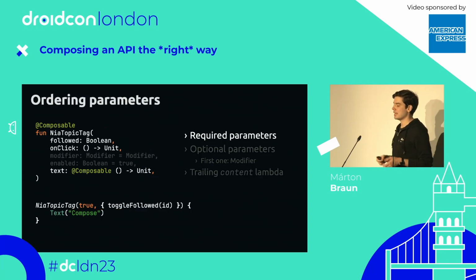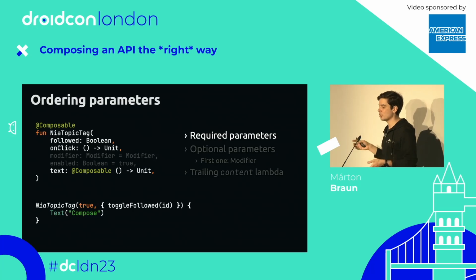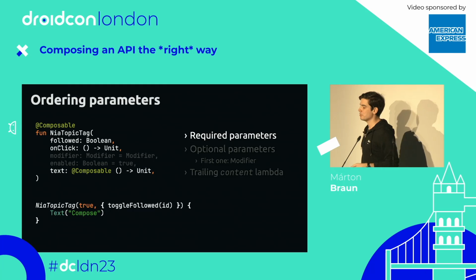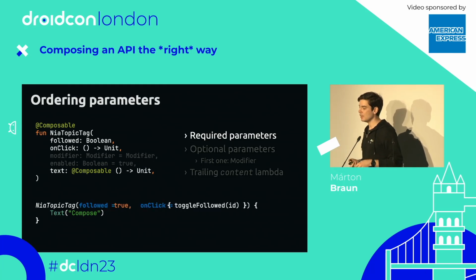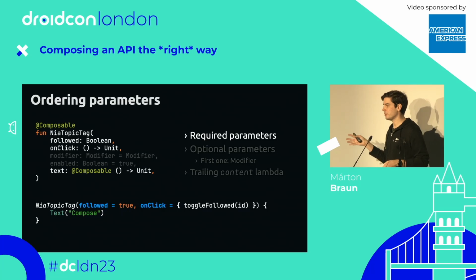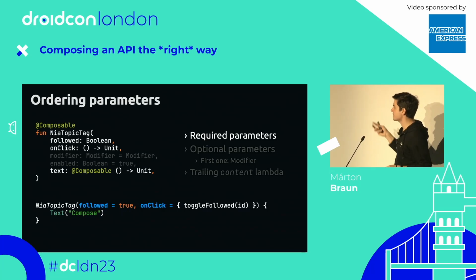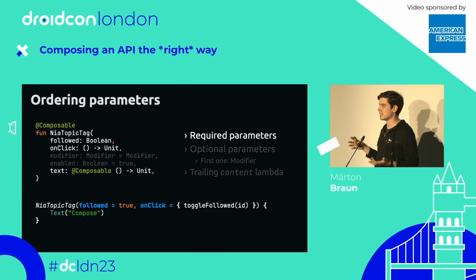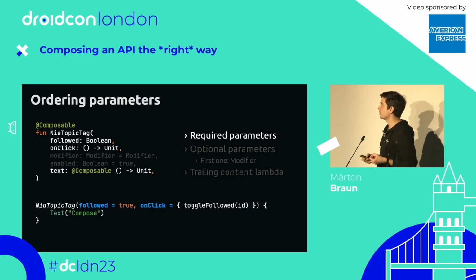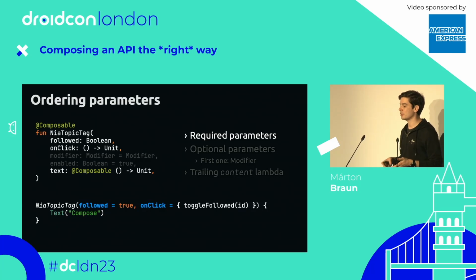So to fix that, we can move the required parameters to the top, and this way, with the minimum set of required parameters, we are able to call our function. Of course, you can always work around this by using named parameters, and especially with parameters like this, like Booleans and functions, which might not be self-explanatory, it is a good idea to provide named parameters, but you should still put required parameters to the front of the parameter list so that named parameters are not required for every single call of your component.